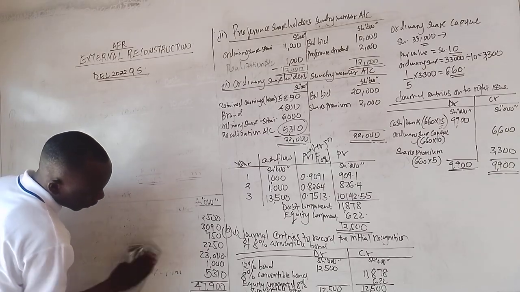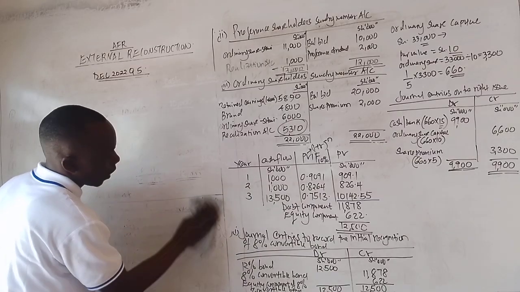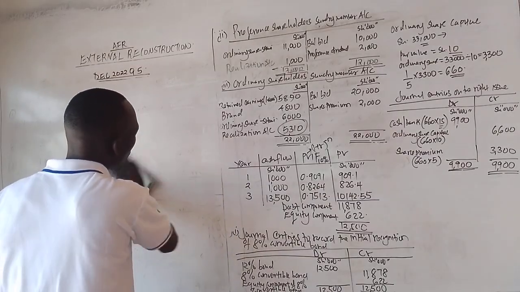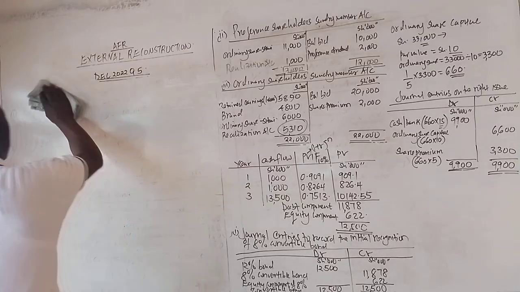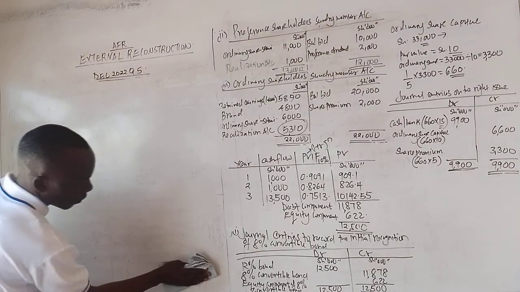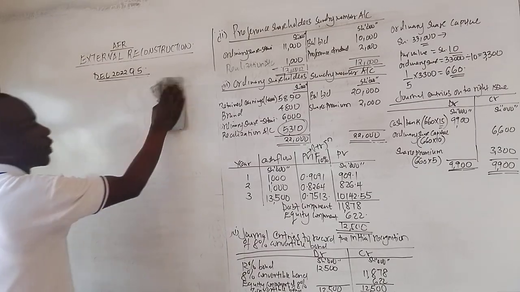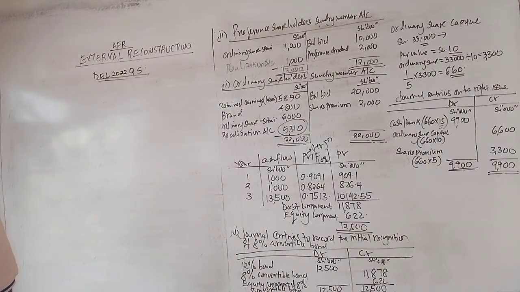And for the case of the statement of financial position, we have done 99%. What is remaining is just to present here. So let us present here the statement of financial position.